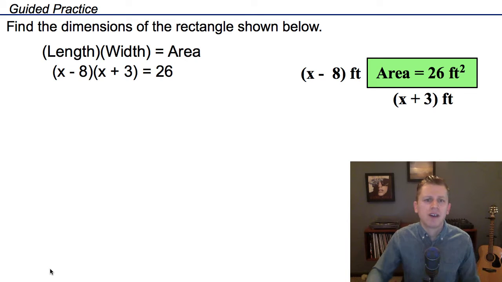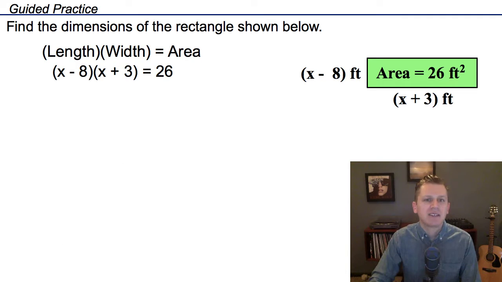When I want to solve a quadratic equation, the whole goal is to get it equal to 0 so that you can apply the zero product property. In this case, it doesn't equal 0, it equals 26, so eventually we're going to have to get this to equal 0. Of course, I don't want to subtract 26 yet because there's a product on the left-hand side, so there's nothing to combine it with. So our first step is going to be to FOIL.